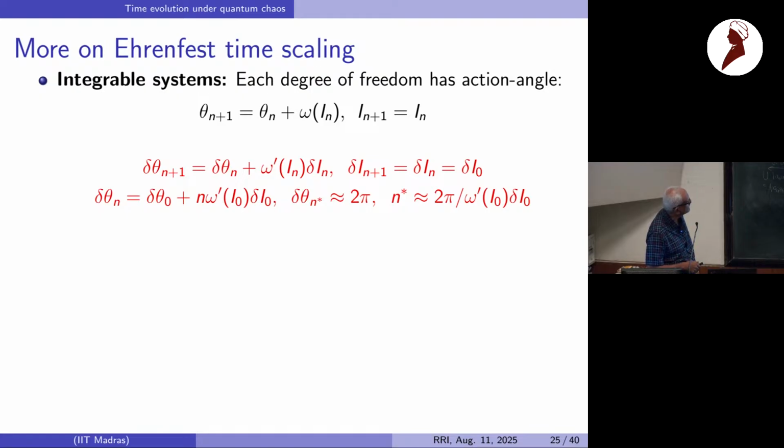So we can immediately solve this equation. Delta theta_n is delta theta_0 plus n, that's the time, times omega prime of I_0, because I_n is the same as I_0, that's the central orbit, times delta I_0, this action spread here. So now, as you can see, as time is increasing, this delta theta_n is growing. Delta theta_0 is something very small, so let's ignore that in comparison to this.